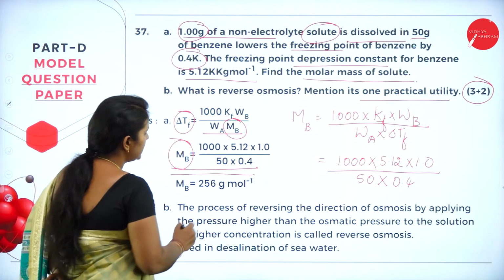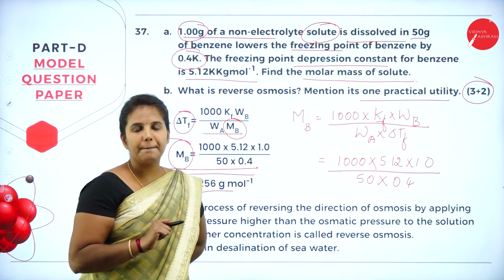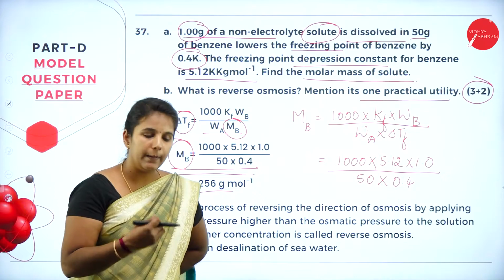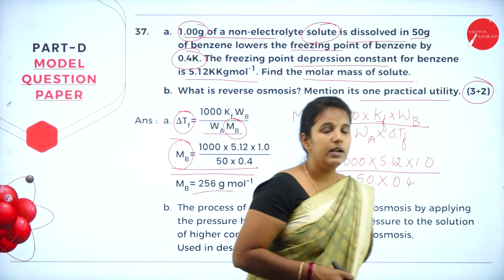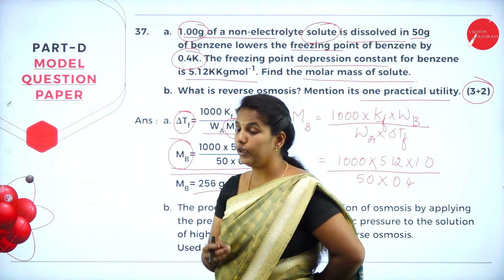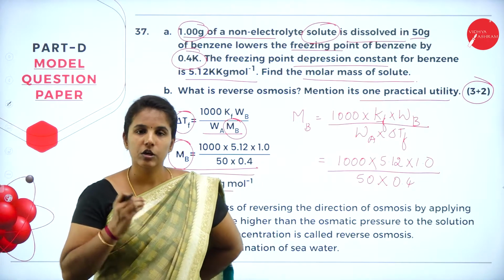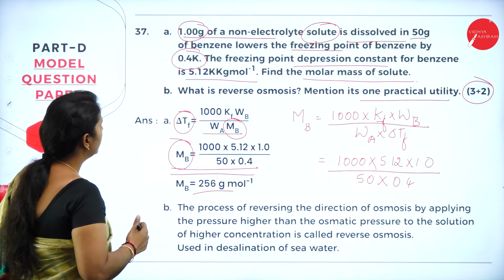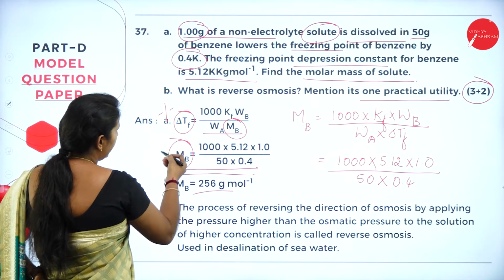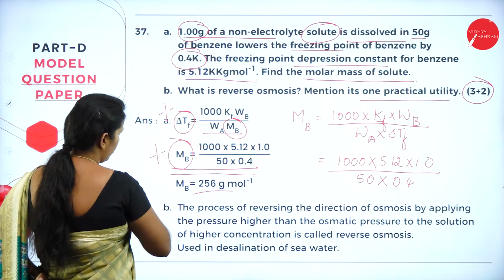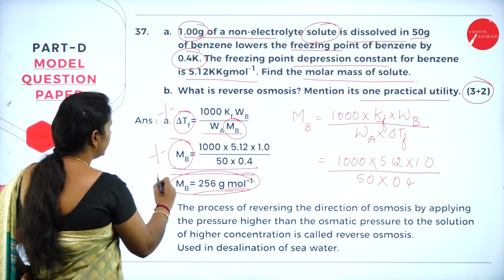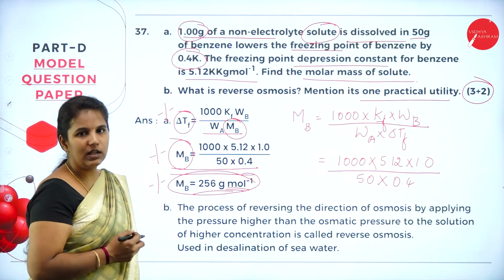Now, if you solve this, you will get 256 gram per mole. This is how you need to calculate the mass of the solute by looking at the numerical, whether it is depression in freezing point, elevation in boiling point, or relative lowering of vapor pressure. Hope you all understood the 3 marks. For writing the formula, you get 1 mark; for rearranging the formula and the substitution, you get 1 more mark; and for getting the final value and putting the SI units, you get 1 mark. Totally it carries 3 marks.